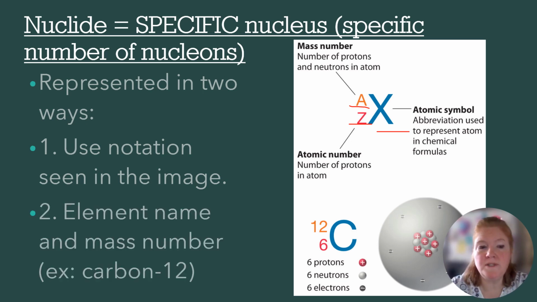Or we can use the element name and mass number. So here we have carbon, mass number 12, atomic number 6, but we could just say carbon 12 and write it like this. Okay, that is entirely possible.